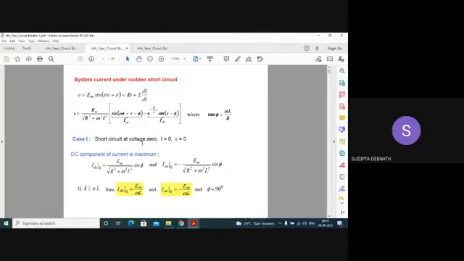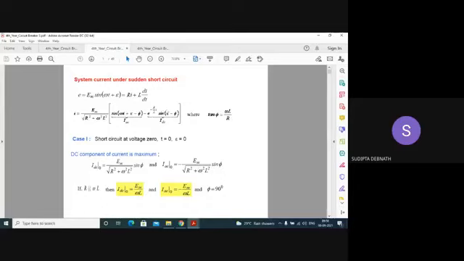A few steps were just jumped. First, you consider that when the short circuit takes place when the voltage is at its zero position, this becomes zero. Then rewrite this equation so that it only has sin of omega t minus phi. Here you will have sine of minus phi because this is zero. Now you find out the DC component and AC component at t equal to 0. Then you will get this expression and this expression.